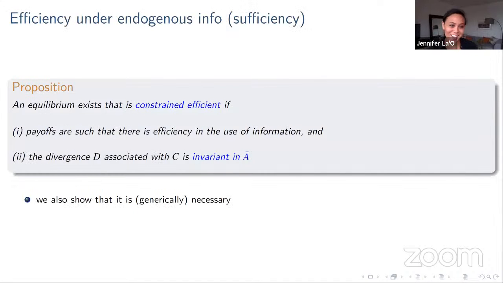All right, I don't have enough time to show you this, but I wanted to at least show you the result, which is that for constrained efficiency, it's very different. An equilibrium exists that is constrained efficient if, so there are two things you need, two things that are sufficient. Basically, payoffs such that there's efficiency in the use of information. So we have an entire section in our paper devoted to showing what you need to do in payoffs.